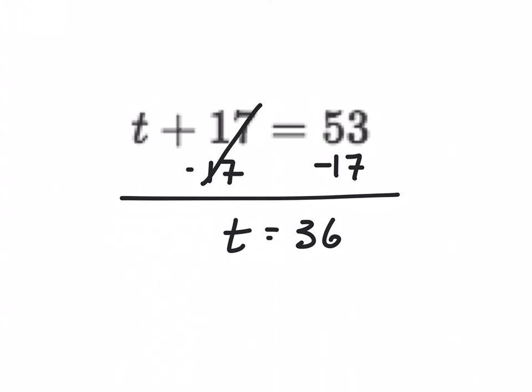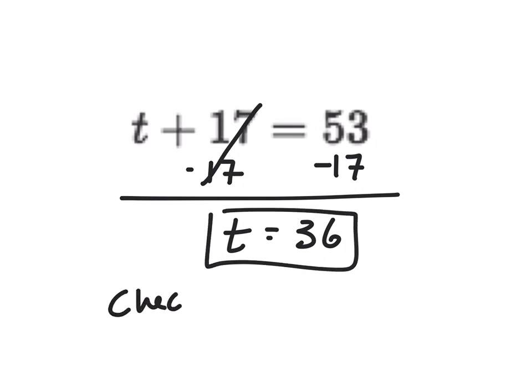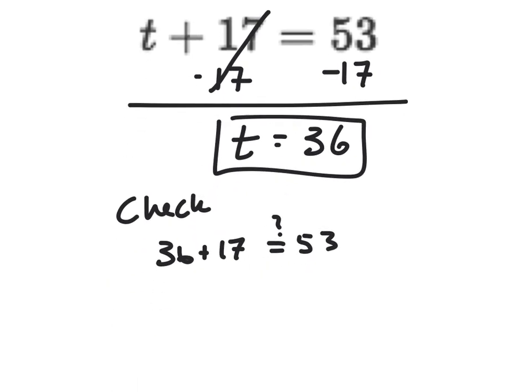So then what we do, we check this. We get 36 plus 17. Is that equal to 53? If I take 30 plus 10, that's 40. 6 plus 7 is 13. 40 plus 13 is going to give me 53. So 53 is equal to 53. This is true. Therefore, 36 is our solution.